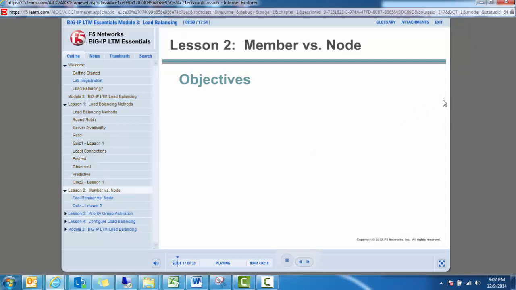Lesson 2, Member versus Node. After completing this lesson, you will be able to explain the differences between load balancing by node and by pool member. You will also be able to explain when you would use each approach.